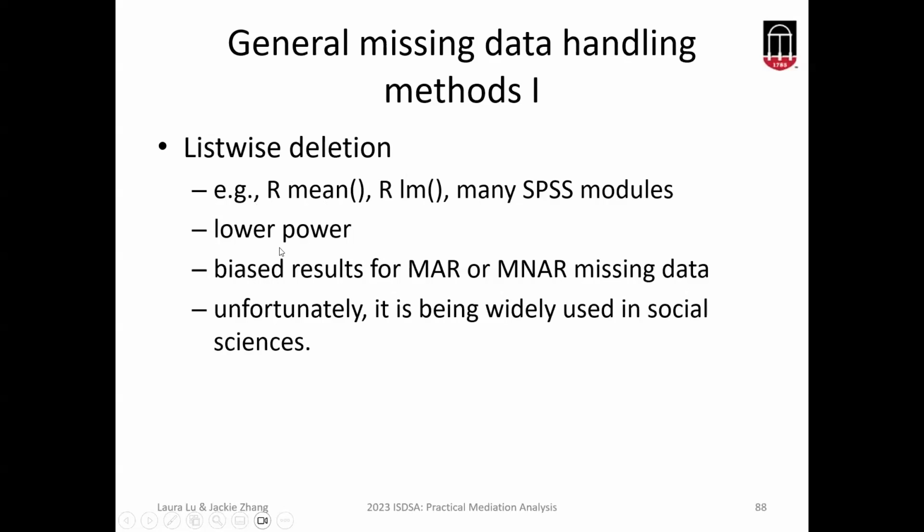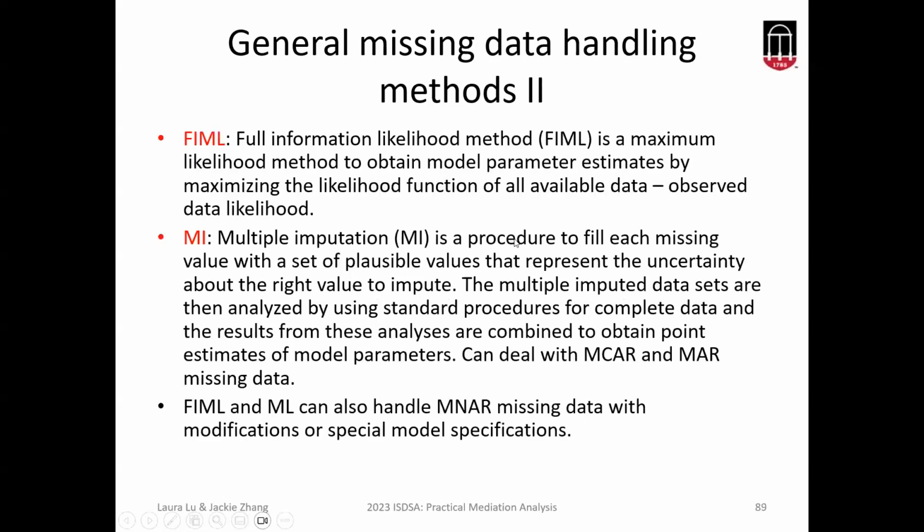So listwise deletion provides lower power and biased estimates for MAR or MNAR. For missing completely at random, it doesn't matter. But for missing at random and missing not at random, it may cause biased estimates. Unfortunately, this is very widely used in social science. People just delete the whole case, so some information is lost. So we have lower power.